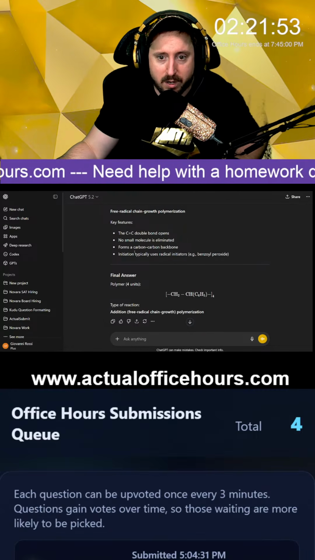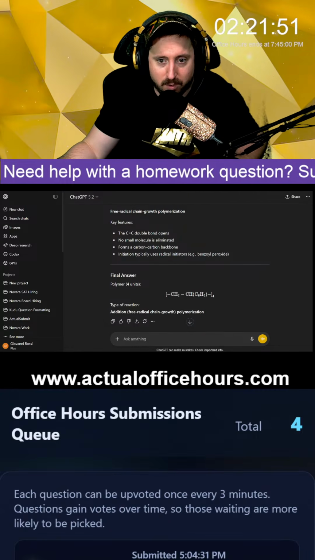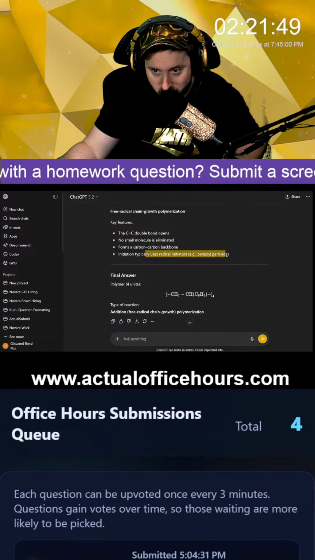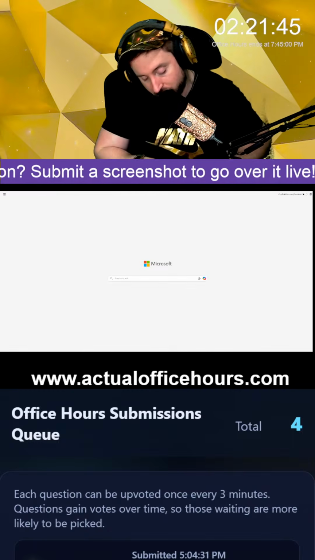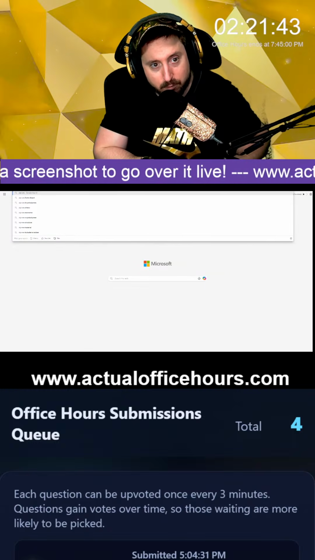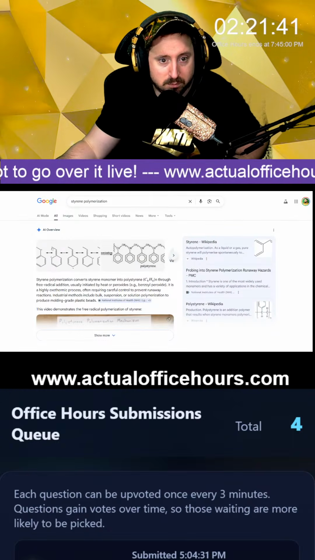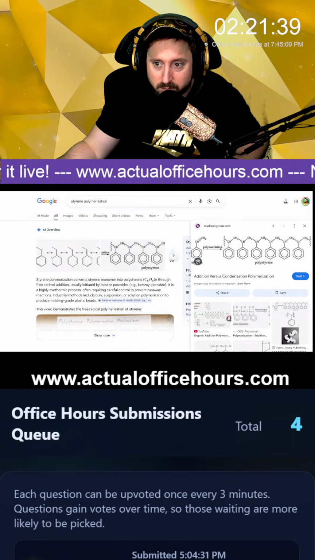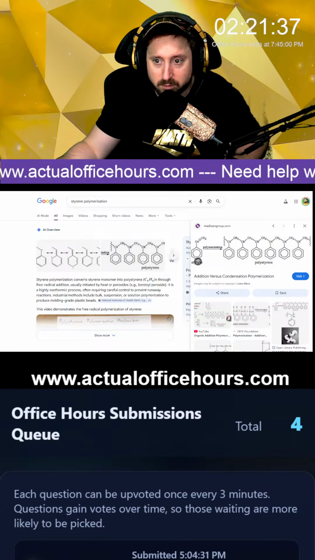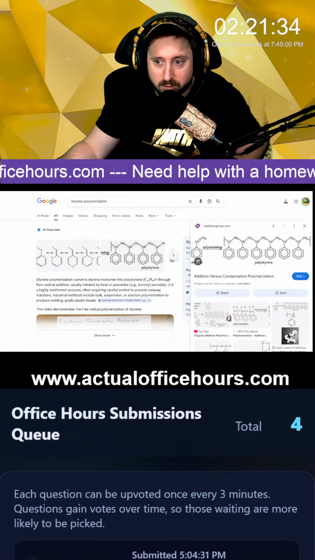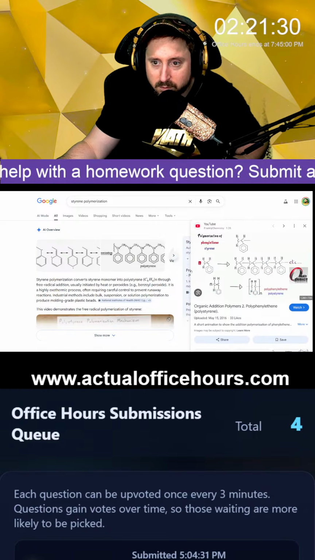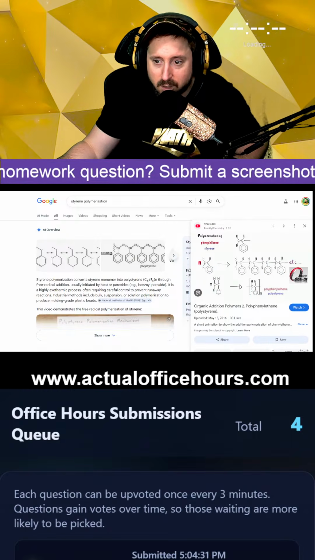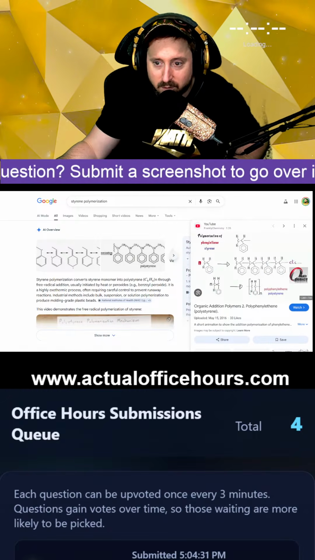No small molecules eliminated. It forms a carbon-carbon backbone. Initiation includes a radical initiator. Wow. Okay. This is where I think we can just kind of Google this, right? Styrene polymerization. Bingo. Cool. Uh-huh. Okay, I think I see what happens.